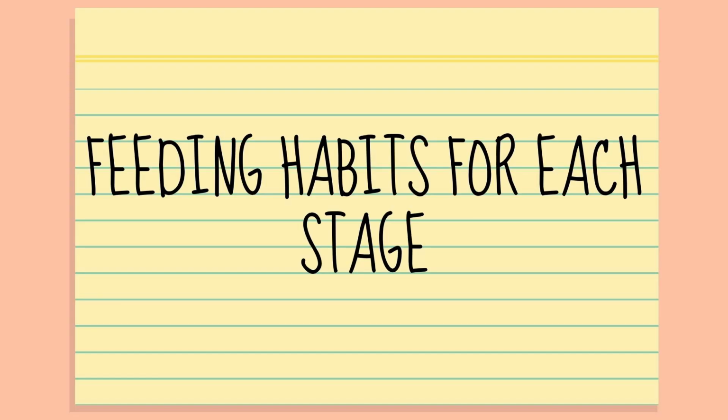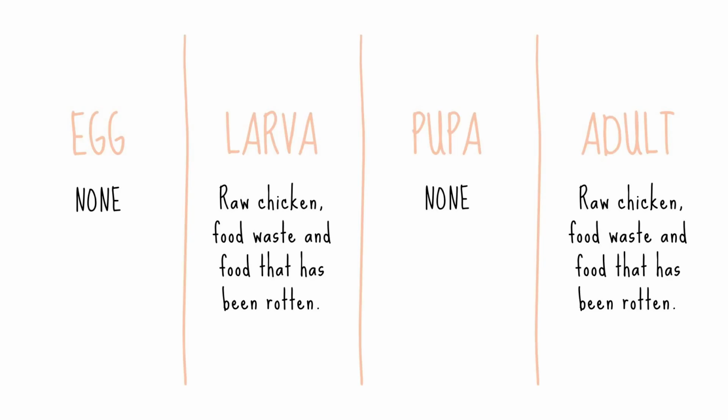The last one is feeding habit for each stage. The feeding habit for egg is none. Larva feeds on raw chicken, food waste, and food that has been rotten. For pupa, none. And adult feeds on raw chicken, food waste, and food that has been rotten.